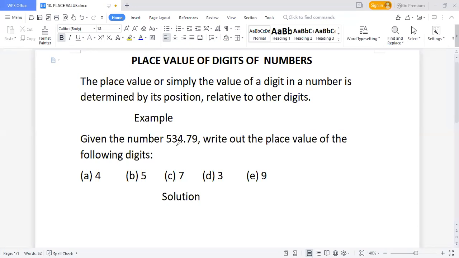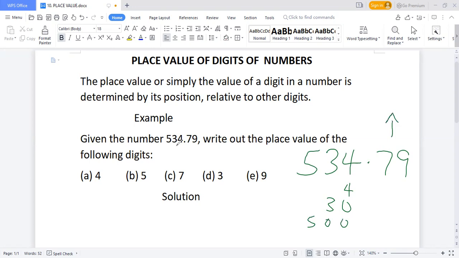Now, if you have numbers such as this number that we have, 534.79, it shows that this 4 is 4, this 3 is 30, and this 5 is 500. And up here, this 7 is 0.7, and that 9 is 0.09. You can see that.